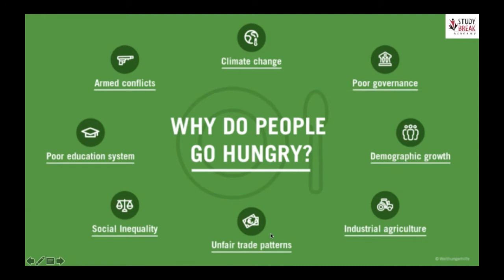Poor governance is one, for example, let us take the example of Pakistan. Demographic growth is not proper. Industrial agriculture is not good, that is, you don't use the latest agricultural methods to produce enough food for your population. Unfair trade patterns, because of which many things do not reach particular countries. Social inequality, that is, there are rich people in society who get more food than what is required, and poor people who do not get food. A poor education system is a reason. So there are many reasons why people go hungry.